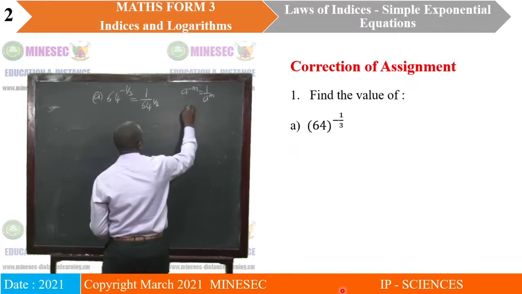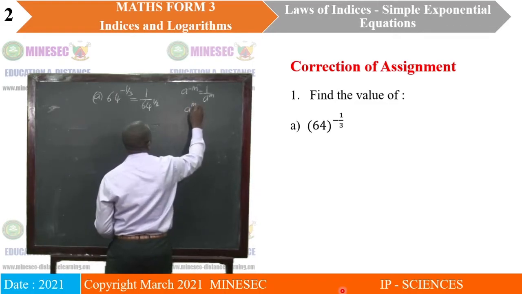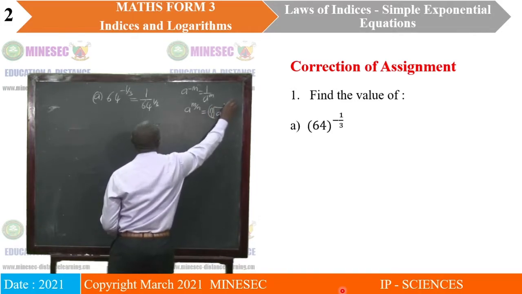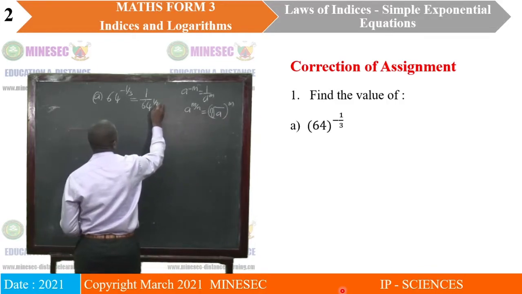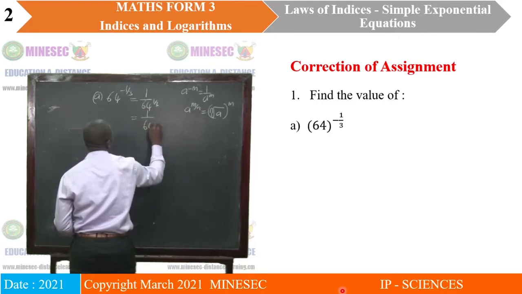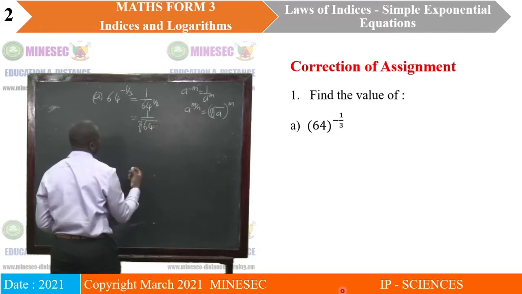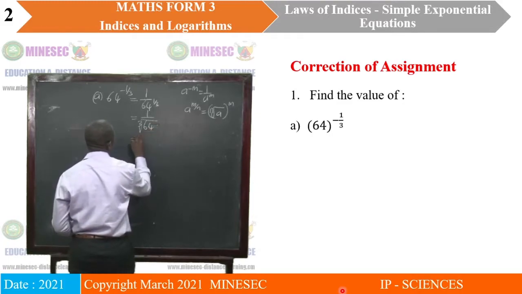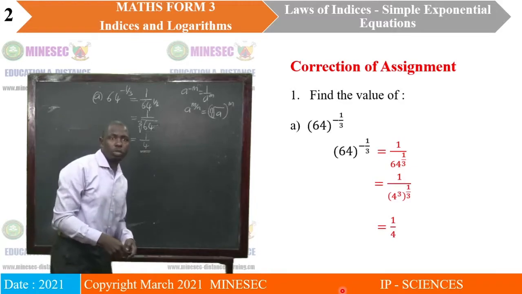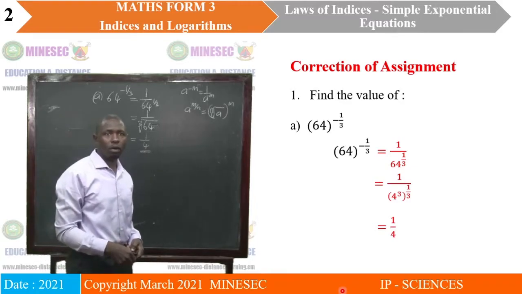And from the law, A to the power m over n, which is the same as the nth root of A, all of that raised to the power m, we'll take the root of 3. So we have 1 on 64, the cube root of that, all of that to the power 1. So the cube root of 64 will simply give us 4. So we end up with 1 on 4 as your result. That's your solution displayed on your screen.